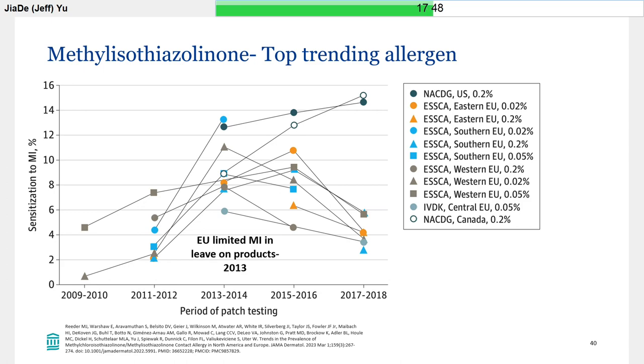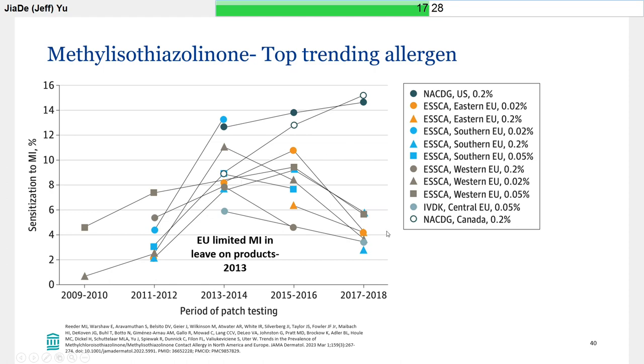You can see in this graph here that back in 2009 and 2010, the prevalence of methyl isothiazolinone allergy was pretty low. But over the next decade or so, you can see that the numbers really started to skyrocket to now 2017, 2018, when this data was published. In the United States as well as Canada, this became one of the most common allergens that we see in people with allergic contact dermatitis.